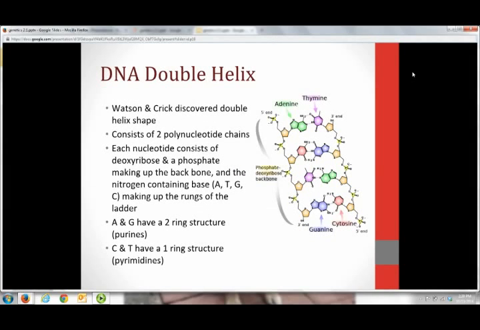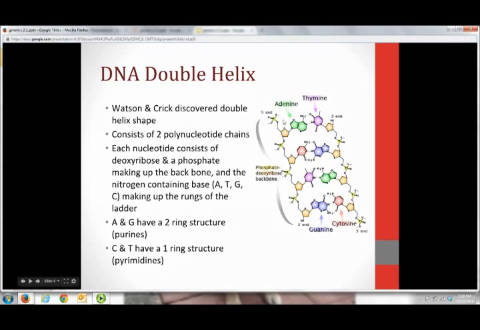DNA is in the shape of a double helix, and this was discovered by Watson and Crick. It consists of two polynucleotide chains. Each nucleotide is going to have a deoxyribose and a phosphate that are going to make up the backbone, or what we would think of as the sides of the ladder. Then we have nitrogen-containing bases, the A, T, G, and C, that are going to make up the rungs of the ladder. In this diagram here, you can see you've got your phosphate and your sugars that make up this backbone, and then your nitrogenous bases here making up the rungs of the ladder.